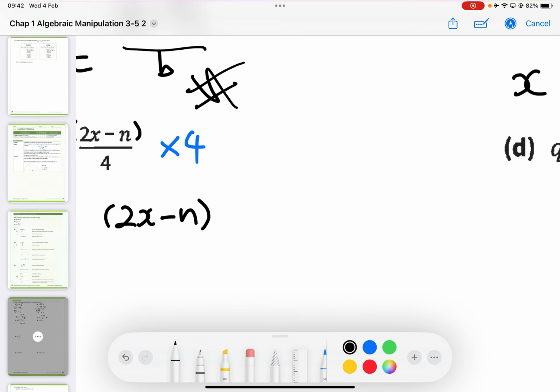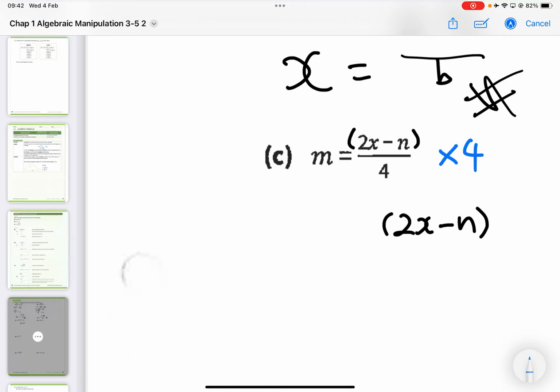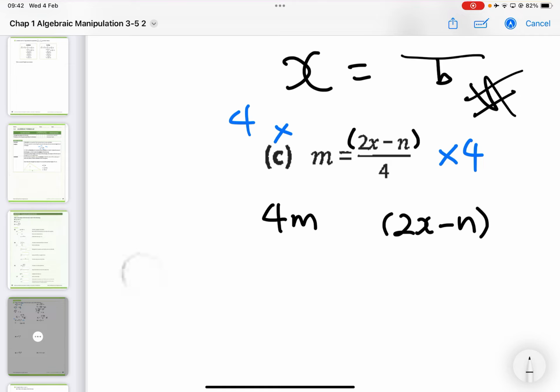Ashari, why? Okay? Then because I'm multiplying 4 to the right, I need to multiply 4 to the left at the same time. So my left hand side will become 4 times m. Or I can see it as denominator crossing the equal sign becomes numerator. Divide by 4, crossing the equal sign becomes times 4.